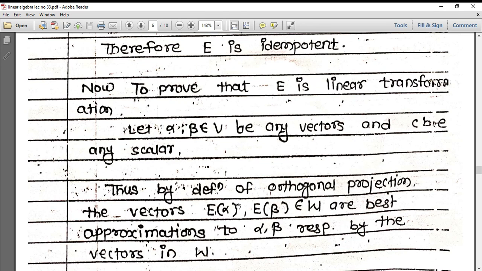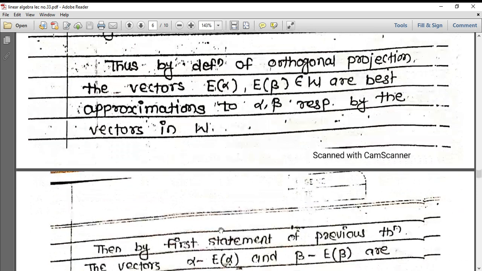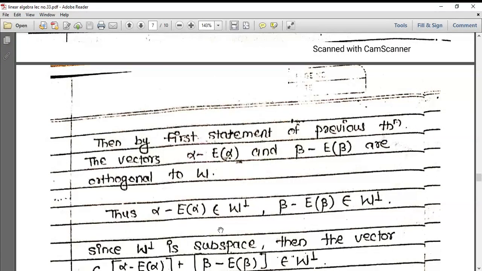Thus, by the definition of orthogonal projection, the vectors E of alpha and E of beta belong to W and are the best approximation to alpha and beta respectively by the vectors in W. Hence, by the first statement of the previous theorem, the vectors alpha minus E of alpha and beta minus E of beta are orthogonal to W.